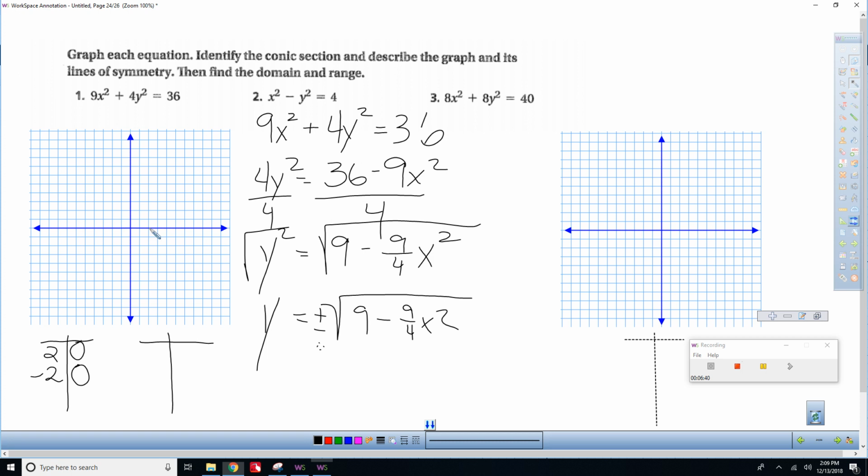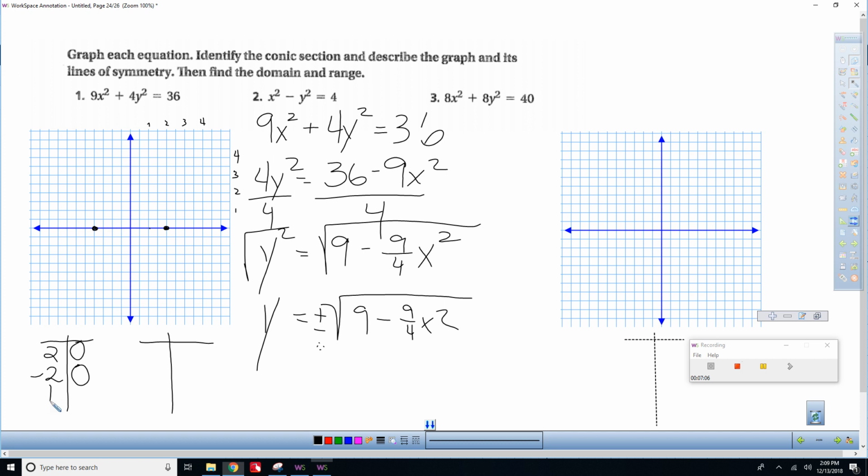So let's let each one of these be worth half. So this is 1, 2, 3, 4, and this is 1, 2, 3, 4. Okay, so 2 comma 0 would be here. Negative 2 comma 0 would be here. Well, what if I put in, let's say, like a 1?